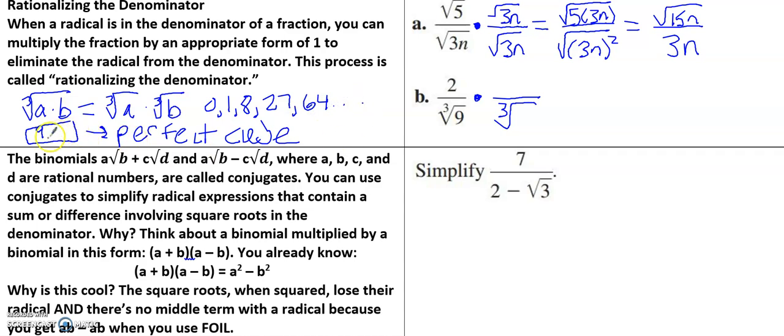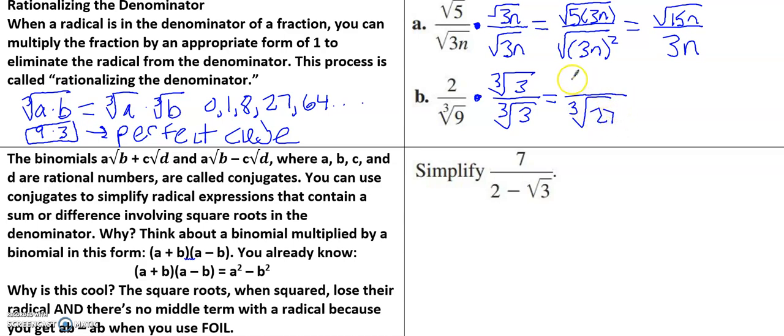Well, 9 times what is one of these numbers? Hopefully you see 9 times 3 would be 27. So if I make this the cube root of 3, and of course I'm going to want to multiply by 1, right? I'm multiplying by 1 here, so I'm not actually changing the value of the expression. I have the cube root of 9 times the cube root of 3. It's the cube root of a times the cube root of b is equal to the cube root of a times b. 9 times 3, that's the cube root of 27.